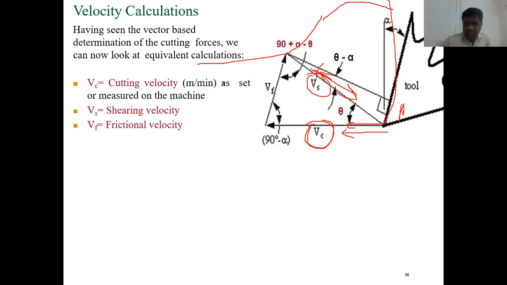And the third velocity is the friction velocity. The friction velocity is the velocity at this particular point when the chip is moving along the tool face.